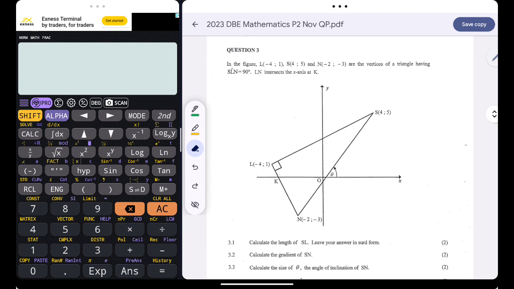I'm about to do question 3 from the 2023 November question paper. It's a grade 12 question paper, under the Department of Basic Education.